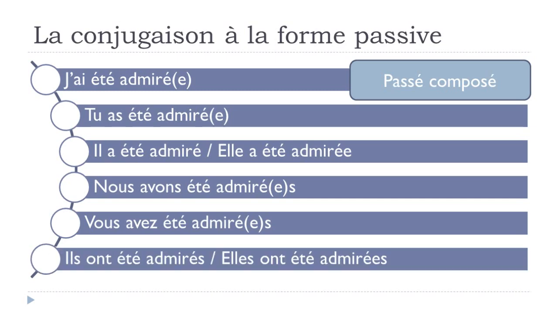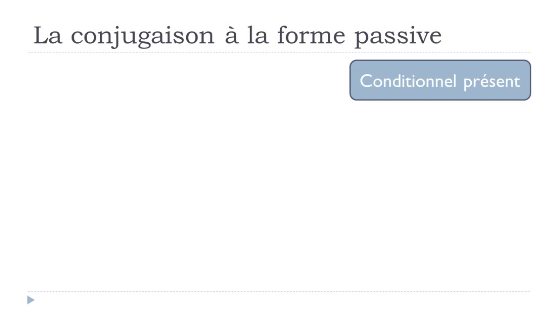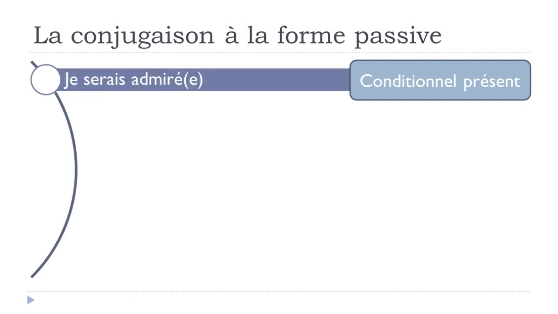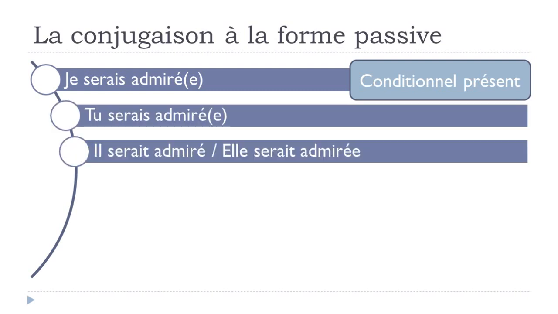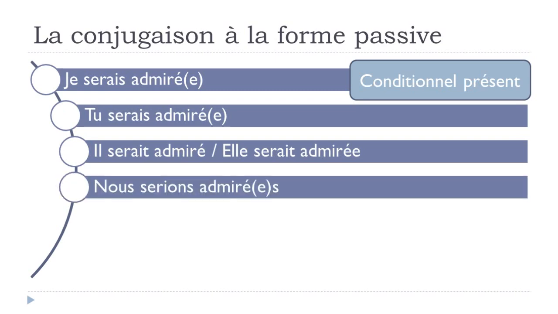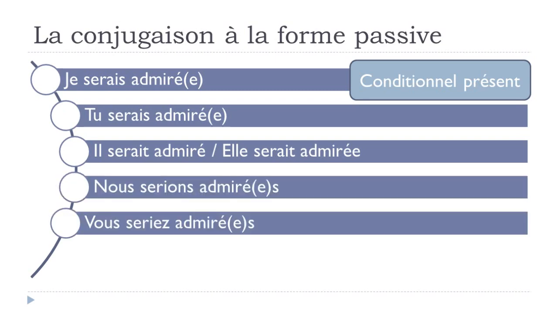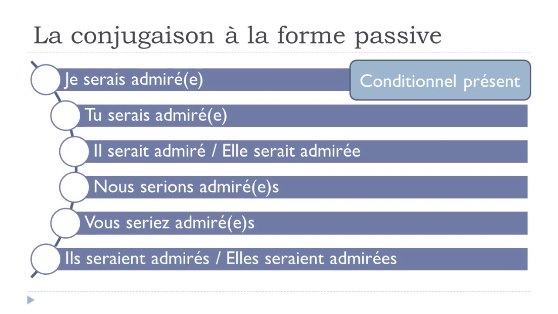All right? So if we want to make it at the conditionnel présent form, then we will get je serais admiré, tu serais admiré, il serait admiré, elle serait admirée, nous serions admirés, vous seriez admirés, ils seraient admirés, elles seraient admirées. Okay, so same thing here. If you look carefully, it's only the verb être that will change.